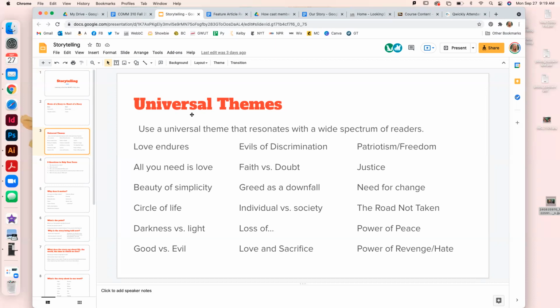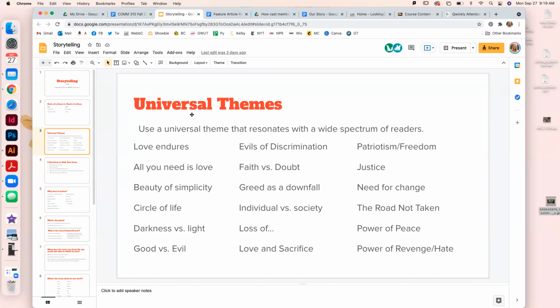Greed is a downfall. Individual versus society. You know, all those themes that you hear about when you were learning in English. Does anybody remember those? Individual versus society, individual versus individual, individual versus nature. All those different types of things.